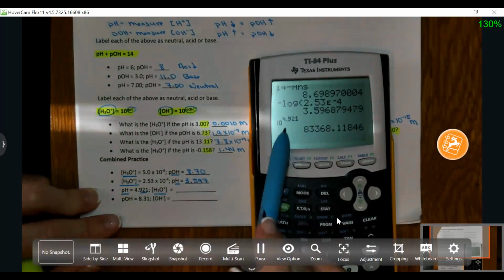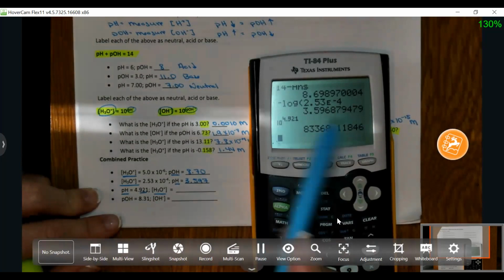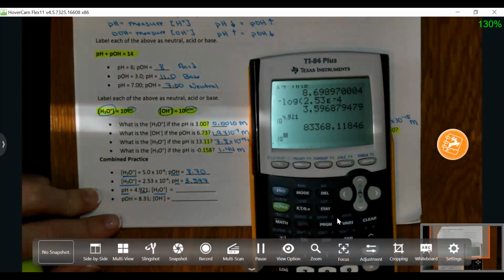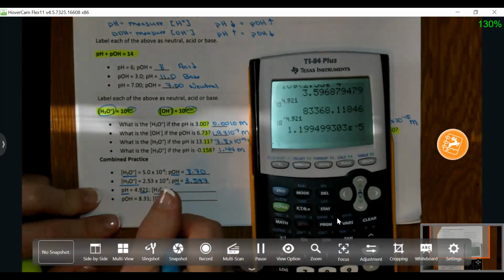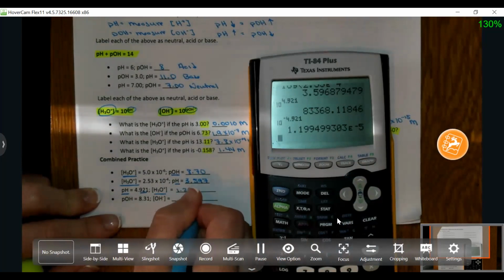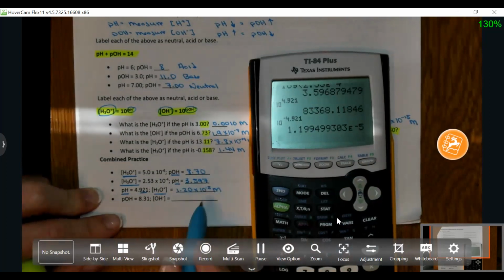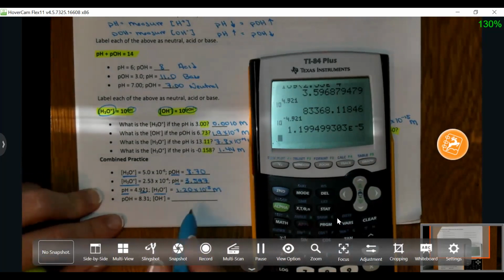Oh, and see what I did wrong? I forgot to put the negative sign there. So I want 10 to the negative 4.921. I want 3 total sig figs like I was saying, so my answer would be 1.20 times 10 to the negative 5. And that would be a big M for my units.